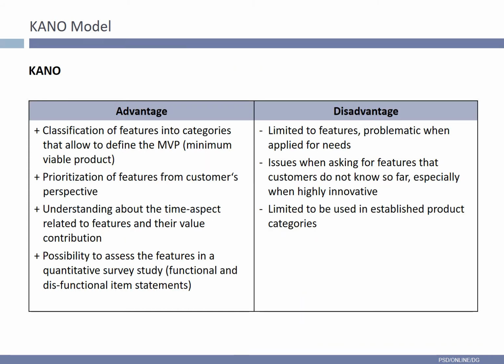So the advantage of the Kano model is, of course, that it helps you to classify all the features that you have in mind and to clarify what is the minimum viable product, the MVP. So what are the must-haves and what are the other things that I have to pack on the platform to actually be attractive to customers.